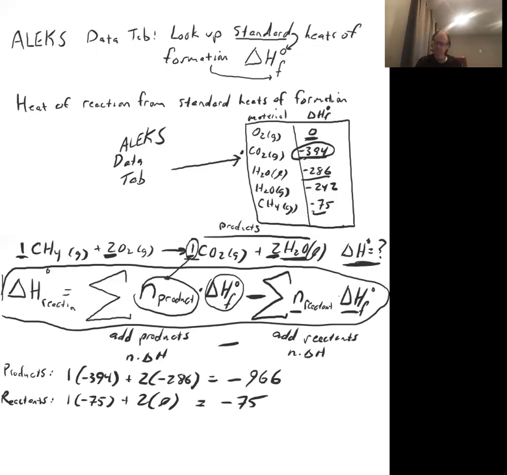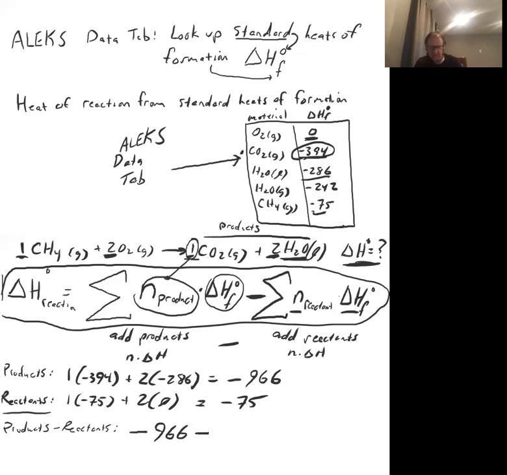Okay. So N times delta H, you're looking those delta H values up from the table. The balanced equation is going to be given in this particular problem. So then you take products minus reactants. So the products was minus 966. The only thing that's tricky about this is that you're going to be subtracting negative numbers, and that can be kind of confusing.